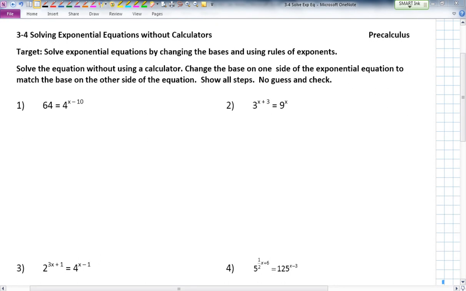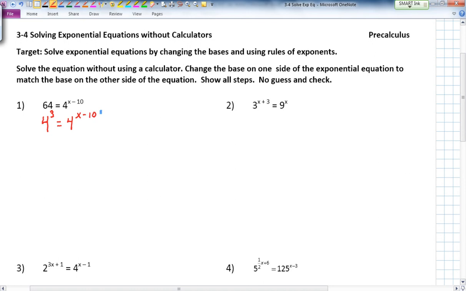For instance, on question number 1, you will notice that we have a base of 64 on the left side and a base of 4 on the right side. The first thing I want to do here is change the base on the left so it matches the base on the right. In other words, I want to take the 64 on the left side and write it as 4 to some power. Now, if you think about it in your head, you can probably come up with it pretty quickly. We know that 4 to the third power is 64. So I can rewrite the left side as 4 to the third power, and the right side I can leave as 4 to the power of x minus 10.